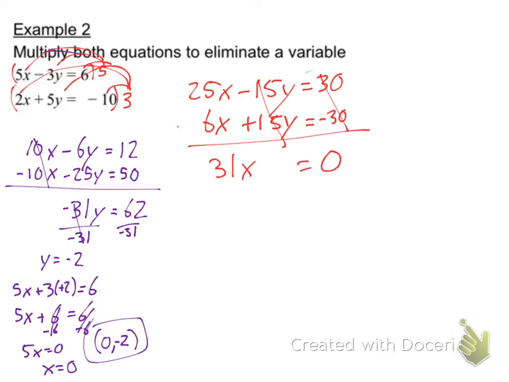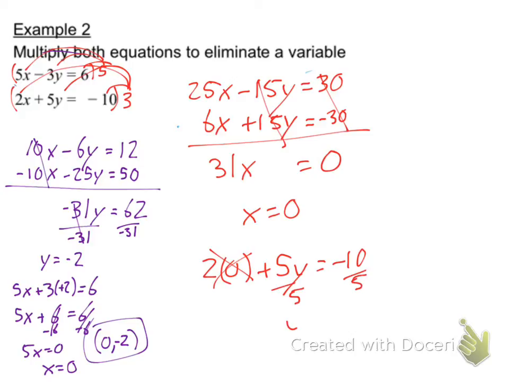31 times what is equal to 0? x has to equal 0. Hey, that's what we got last time. But now I've got to plug that back in, right? So, we'll pick this bottom one. 2 times 0 plus 5y equals negative 10. Well, that's gone. Divide by 5. y is equal to negative 2. It is negative 2, which is supported by (0, negative 2).